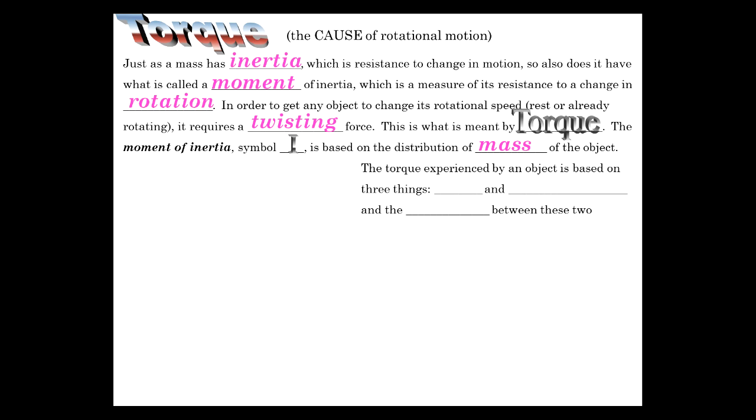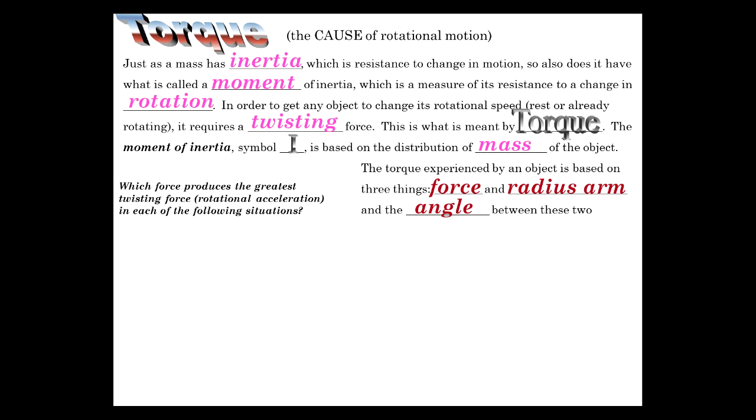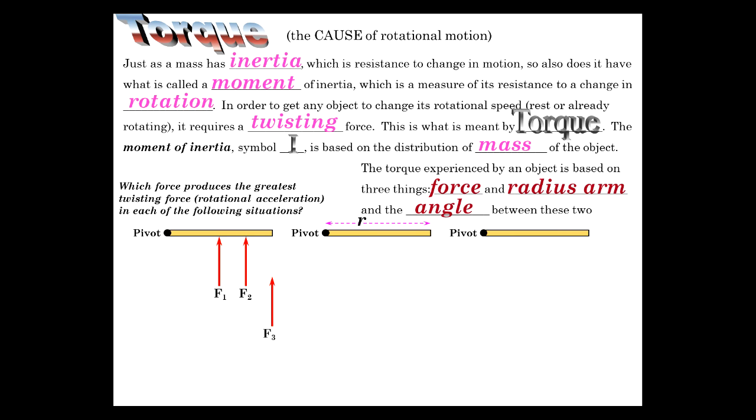All right. There are three things that affect this thing we call torque in terms of how we apply it. So it depends on force, it depends on the radius arm, and it depends on the angle between those two items. So here is a quick example situation. Here we have a bar that's pivoting about this point, and there's three forces, all the same size, acting at different locations. So the question is, which one produces the greatest torque?